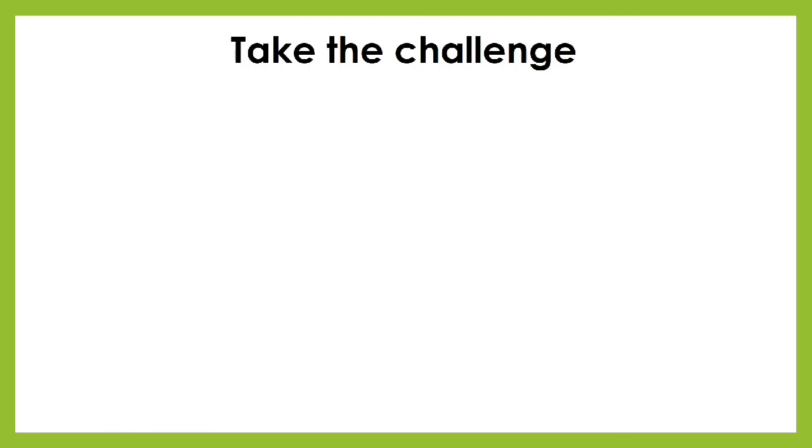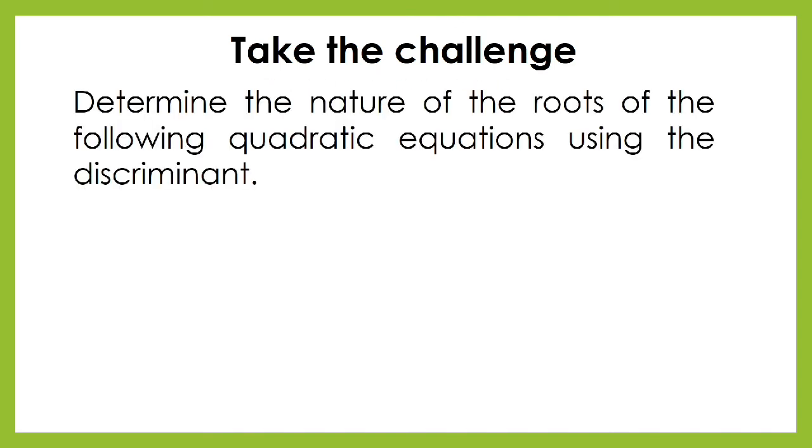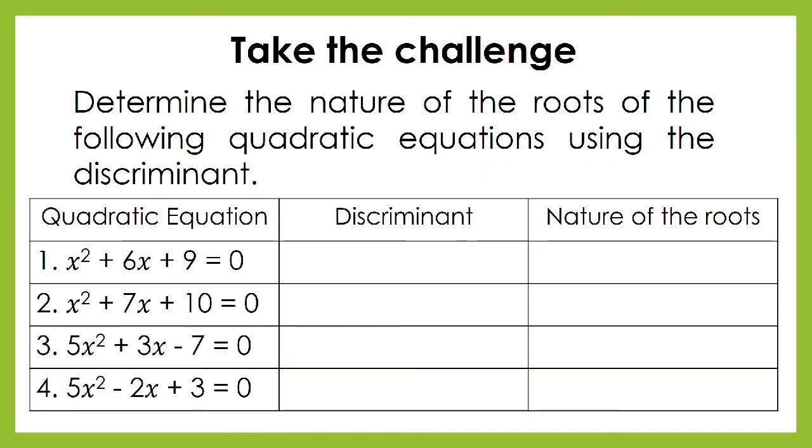And now that you know how to describe the roots of a quadratic equation using the discriminant, I want you to take this challenge. Determine the nature of the roots of the following quadratic equations using the discriminant. Number 1, x squared plus 6x plus 9 equals 0. Number 2, x squared plus 7x plus 10 equals 0. Number 3, 5x squared plus 3x minus 7 equals 0. And number 4, 5x squared minus 2x plus 3 equals 0.